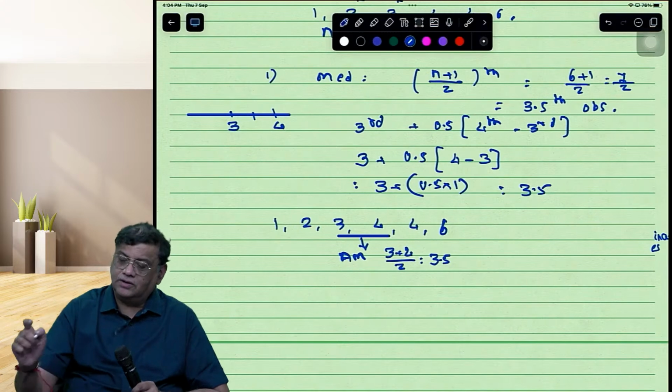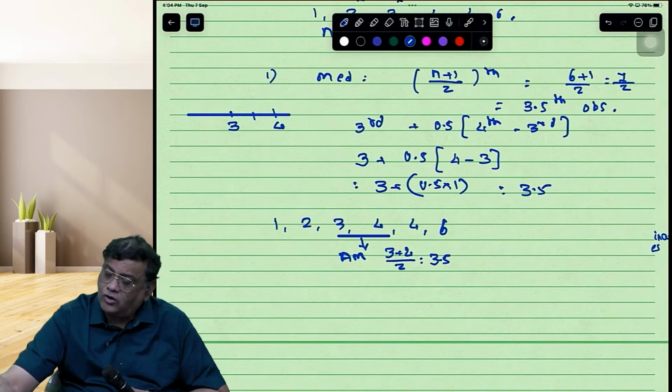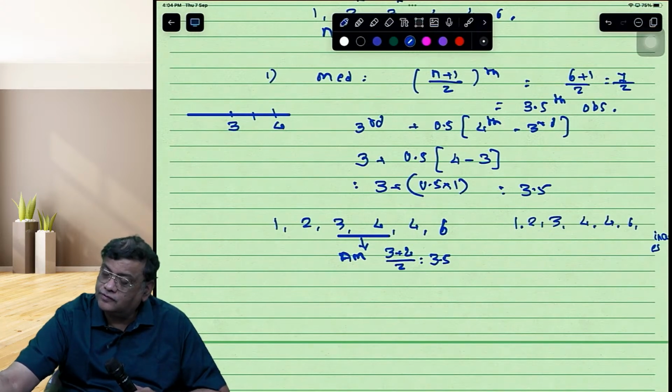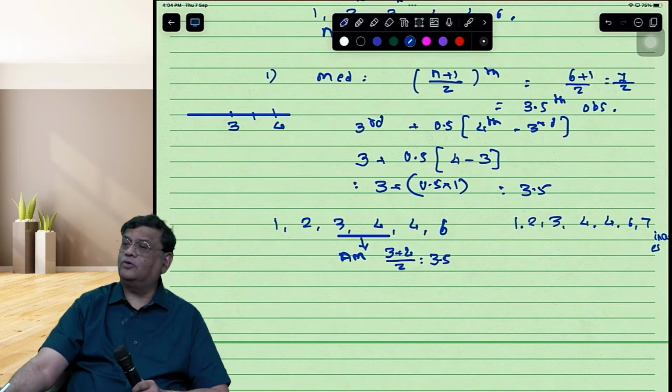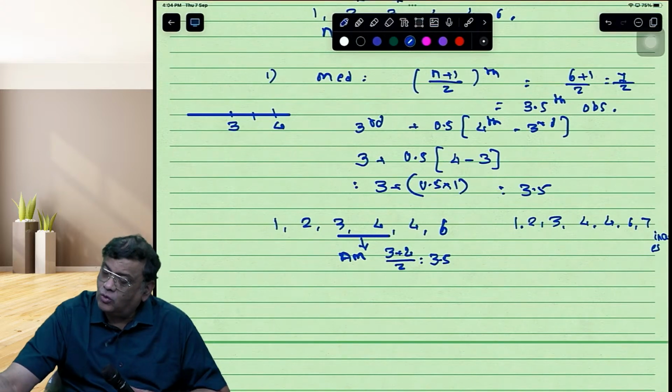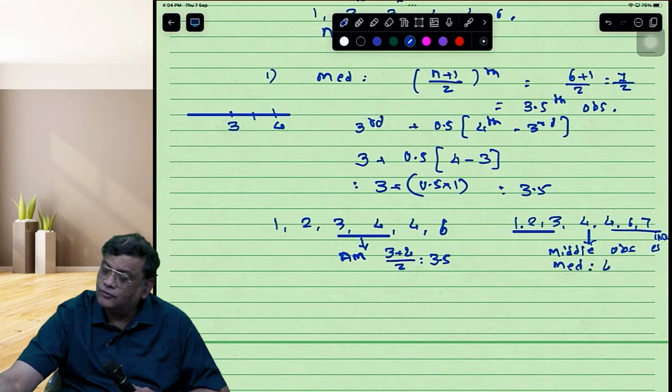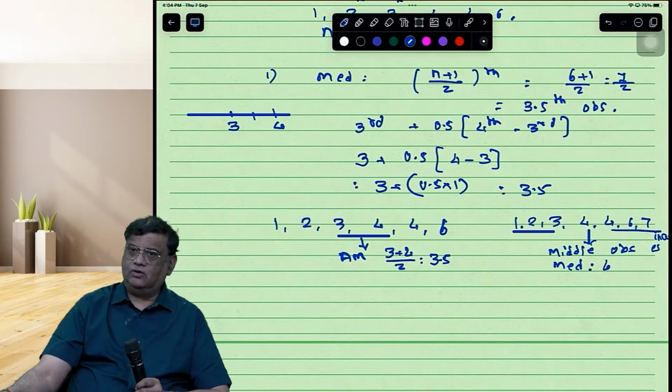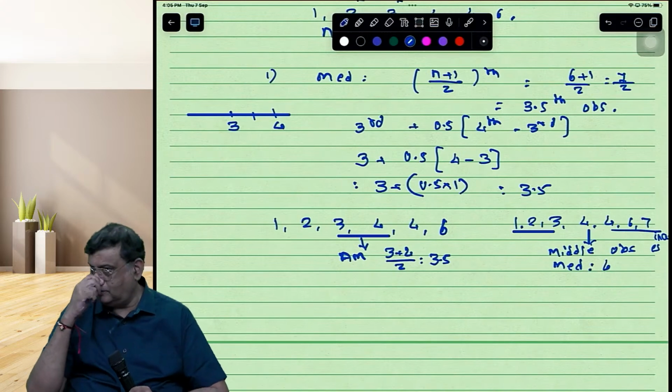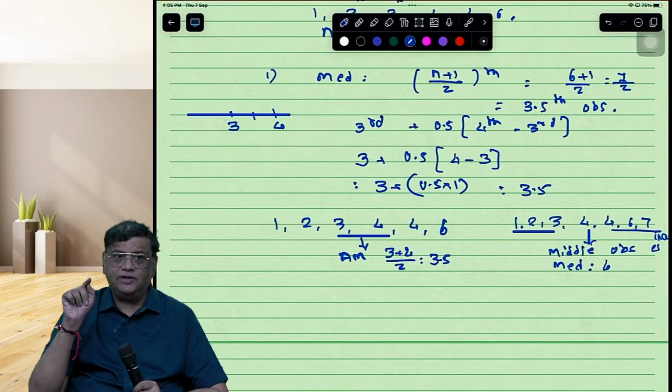But if n were odd, suppose you have 1, 2, 3, 4, 4, 6, 7, then only the middle observation is directly the median. The central observation is the median. So in that case, the median would have been equal to 4. There are two ways of finding the median: one is the (n plus 1) by 2 observation.